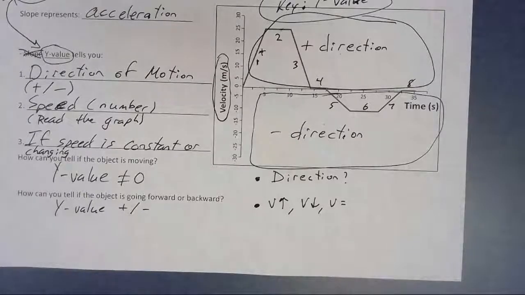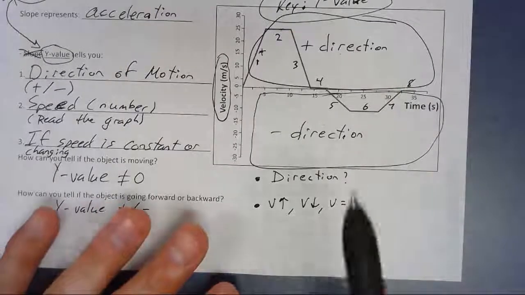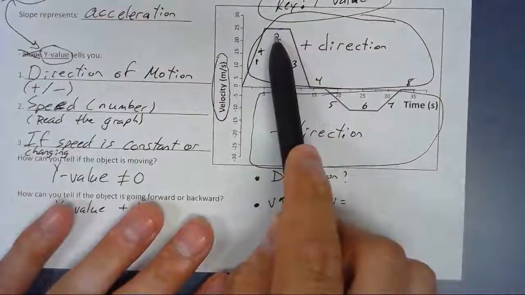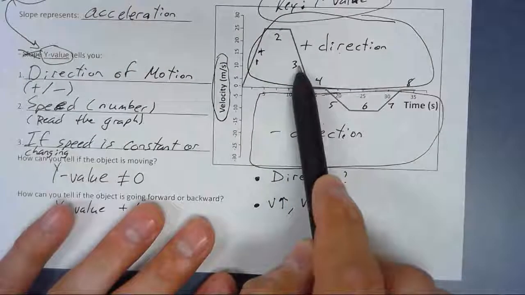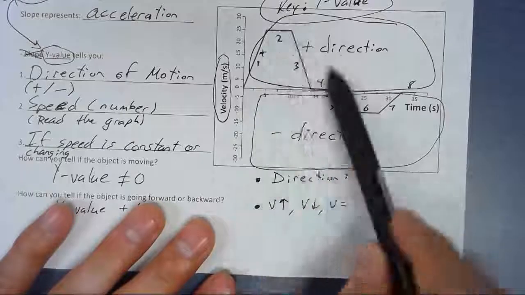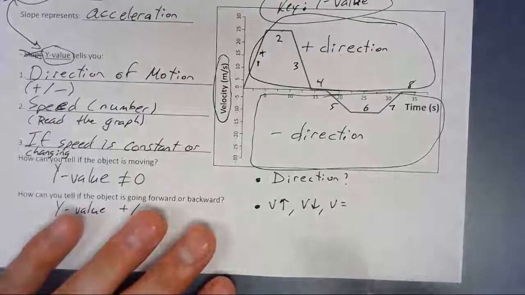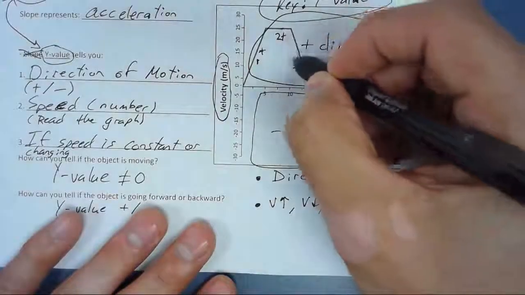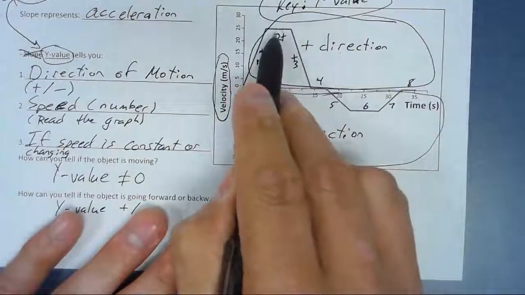Okay, so if you thought about that, let's go through each of these and see if we can figure them out. Remember, everything above the x-axis is moving in a positive direction. So that means number 2, these y values are also positive. Number 3, they're also positive. Everything, this 1, 2, and 3, moving in a positive direction. Direction doesn't change. So positive direction, but what is the y value doing right here?